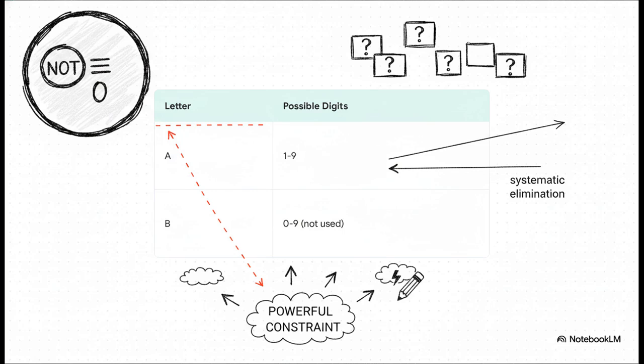Notice that A cannot be 0. Why? Because in mathematics, we don't write numbers with leading zeros. A number like 05 is just written as 5. This one tiny constraint, the fact that leading letters cannot be 0, is actually incredibly powerful.